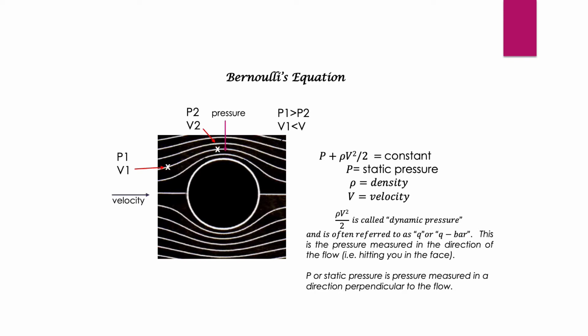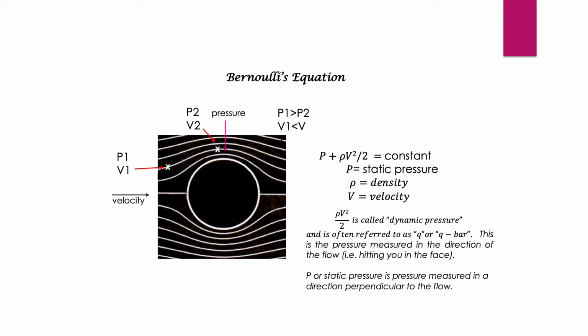And what Bernoulli's equation really says is that at any particular point, the static pressure, which is the P on the left side of the plus sign, plus rho, which is the density of the air, times the velocity squared divided by 2, and that is called the dynamic pressure, is equal to a constant. In other words, the static pressure plus the dynamic pressure at any point in a fluid is a constant. So what that tells you is that as the dynamic pressure increases, the static pressure decreases, and vice versa.